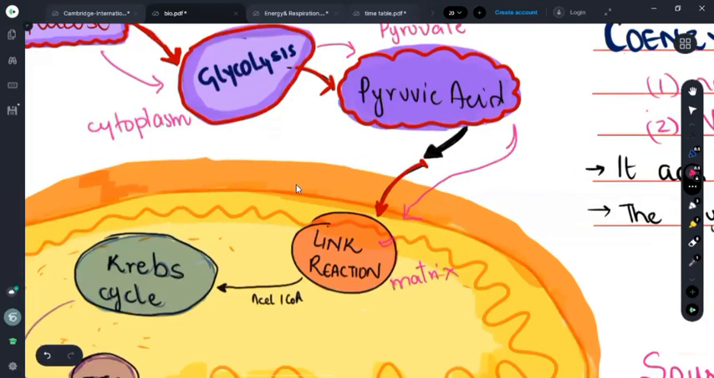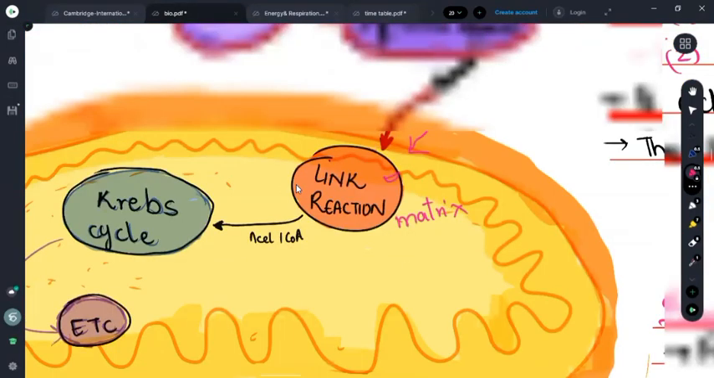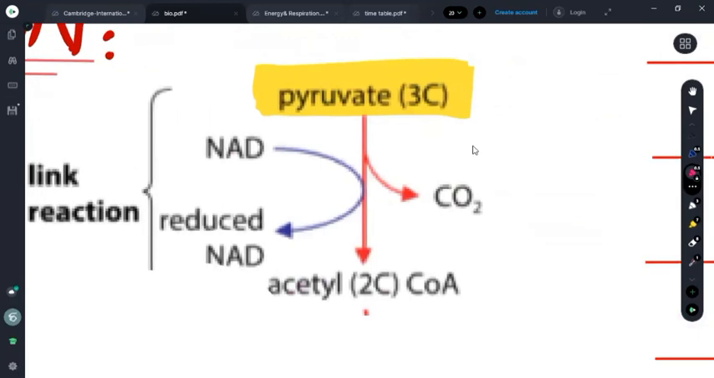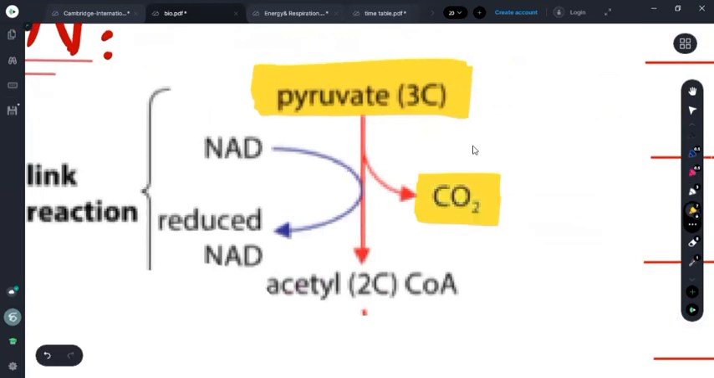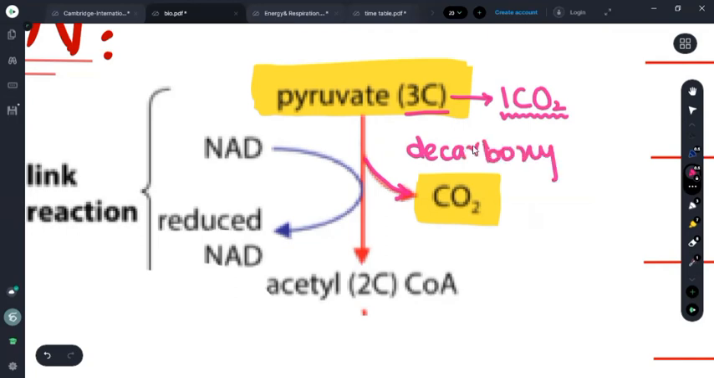Now, what's happening in the link reaction is that this pyruvate molecule undergoes 2 things. The first one, as we can see here, is production of carbon dioxide. Pyruvate is a 3-carbon compound. It has to remove 1 carbon atom. This 1 carbon atom gets removed in the form of carbon dioxide. This removal of carbon dioxide from pyruvate is known as decarboxylation. So, first, decarboxylation is taking place and a carbon dioxide molecule is formed, which removes 1 carbon atom from the pyruvate molecule.